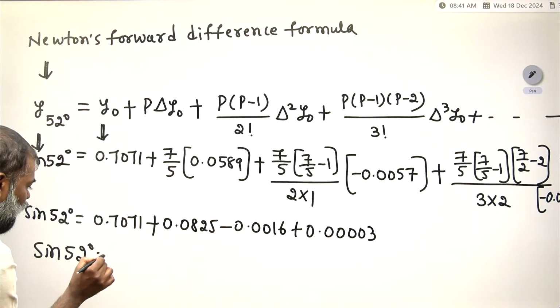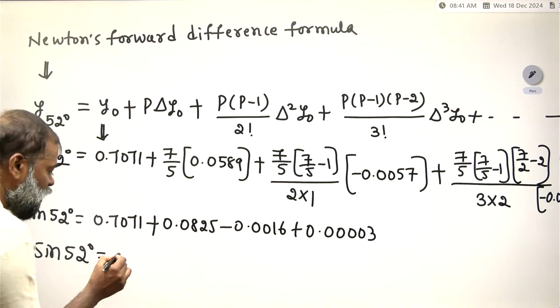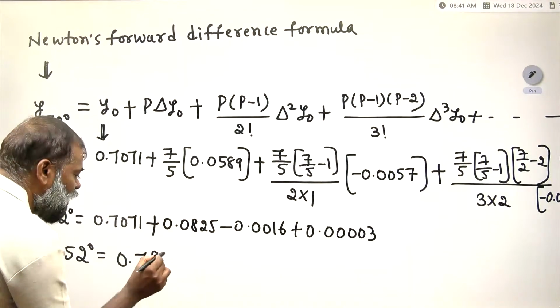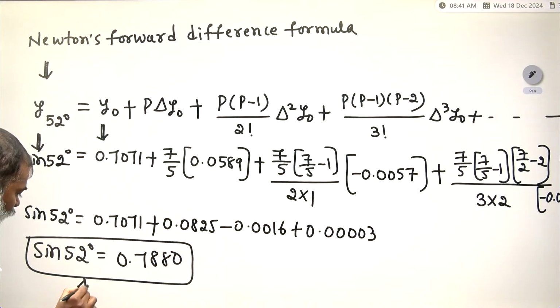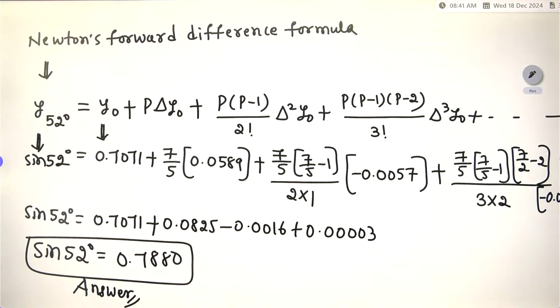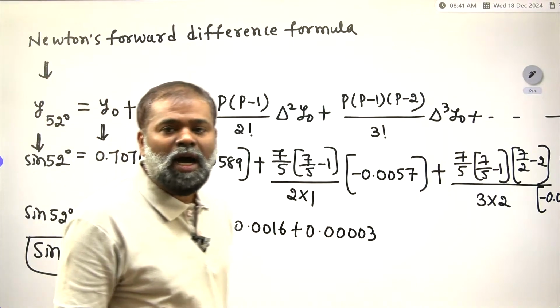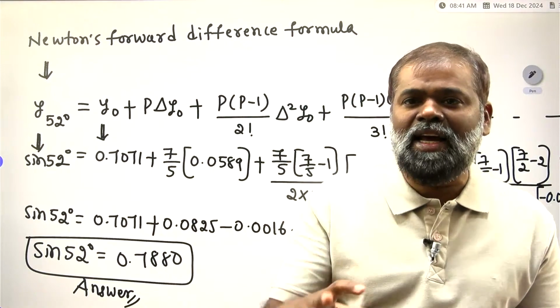Sine 52 degrees is equal to how much value you are getting? That value is 0.7880. This is your answer. Like this we have to calculate. Very, very important, right? How we have to calculate the Newton's forward difference table. The numerical methods is entirely easy.